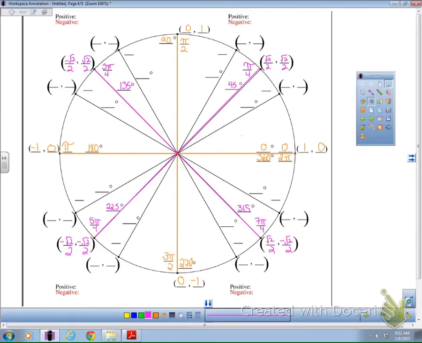I'm going with blue. All right. The next family we're going to do is the 60-degree family. It's the one right here. Go across. There's 60 degrees. All the angles that are 60 degrees away from the x-axis.